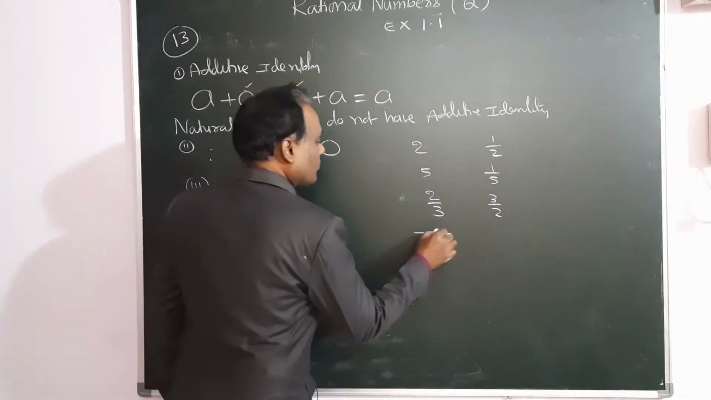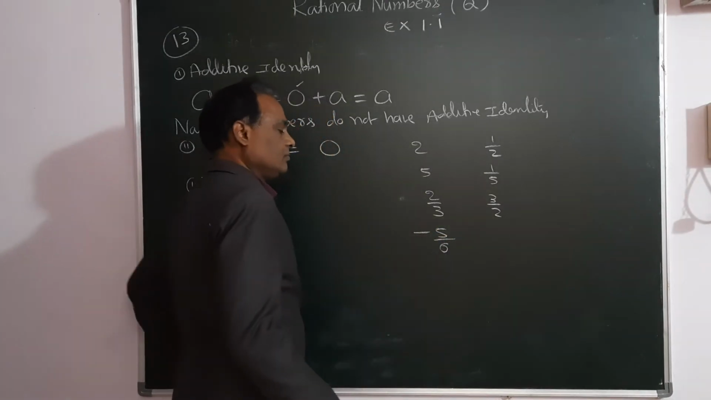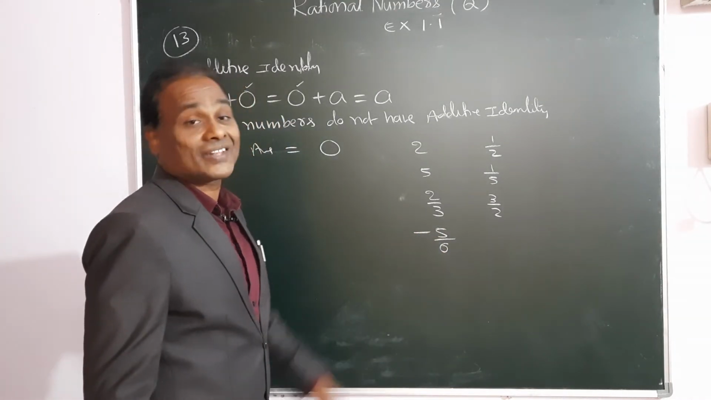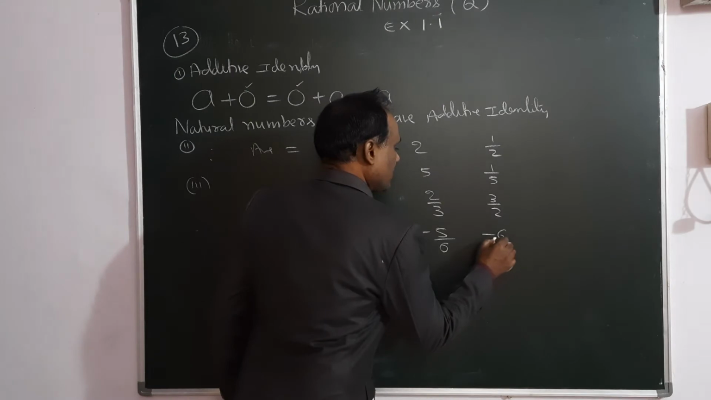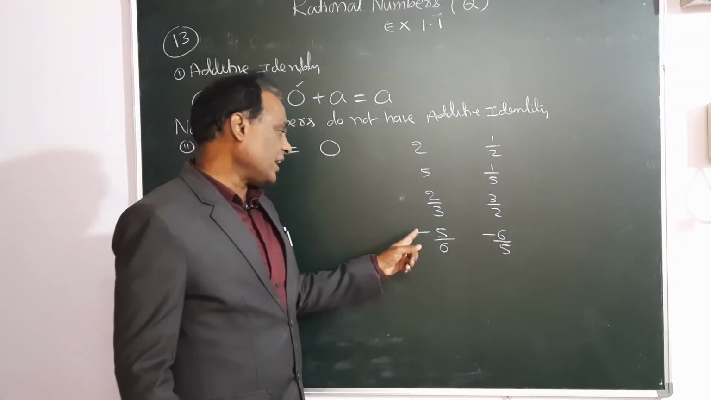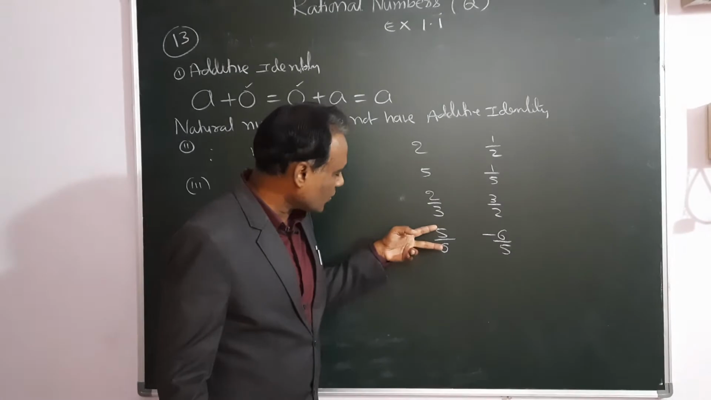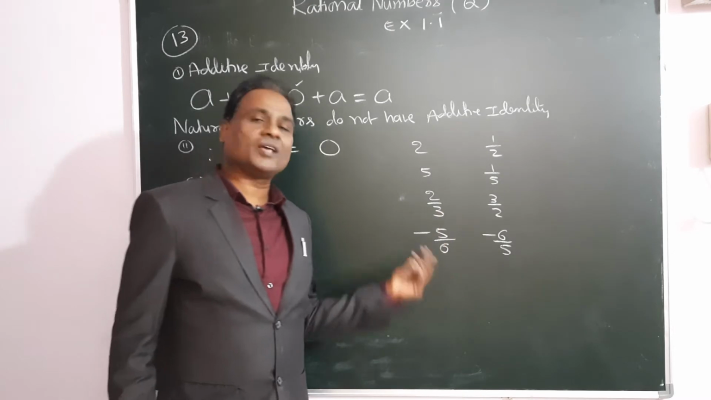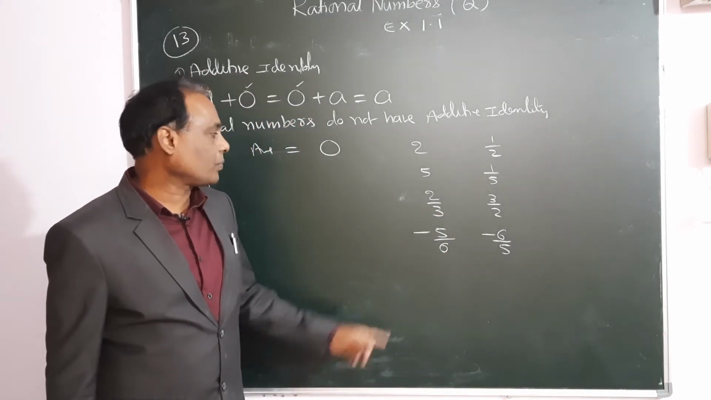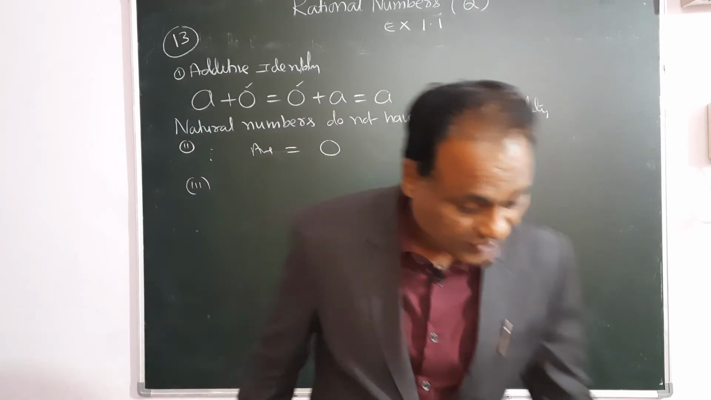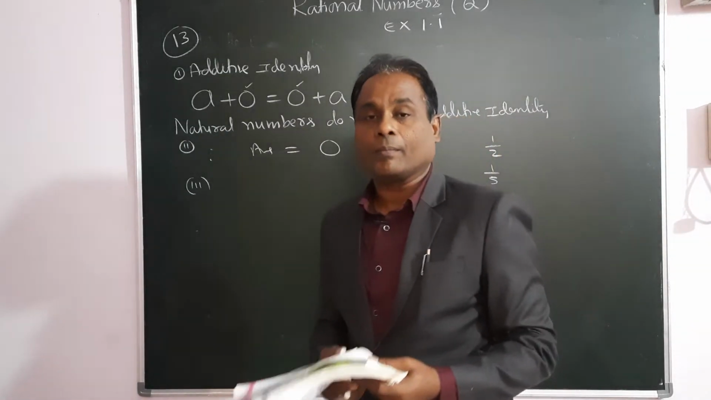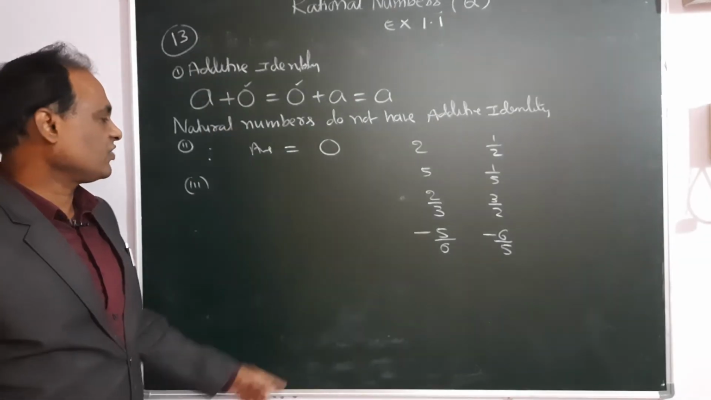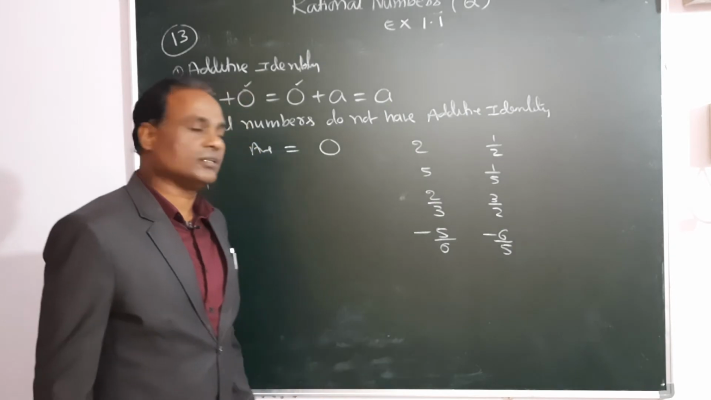What is the reciprocal of minus 5 by 6? Interchange the numerator and denominator. So 5 by 6 will become 6 by 5. Minus remains the same. So minus 6 by 5. So reciprocal of a negative number is negative only. We have to interchange the numerator and denominator, but don't change the sign. Minus will be minus only, plus will be plus only. So reciprocal of a negative rational number is negative only.